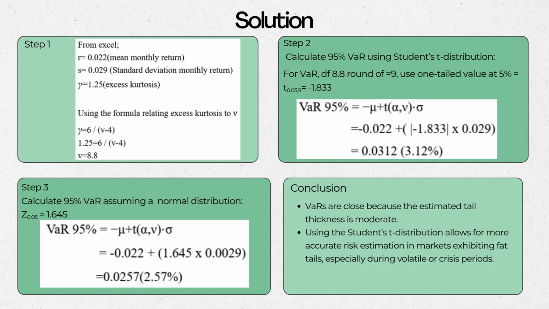After that, calculate 95% VAR using the student t-distribution and normal distribution. Follow the given formula below. Next, compare the final answer. So, we can conclude that the values of VAR are close because the estimated tail thickness is moderate. Using the student t-distribution allows for more accurate risk estimation in markets exhibiting fat tails.